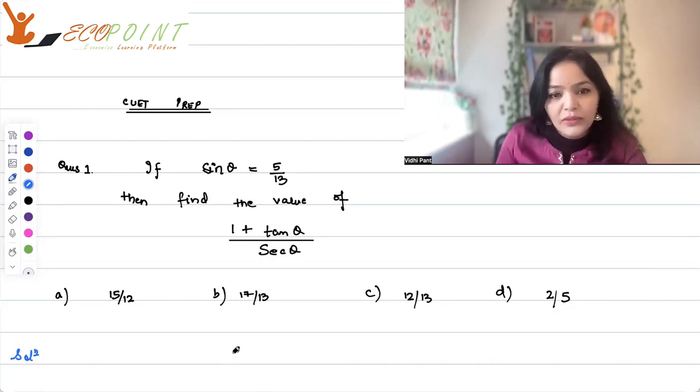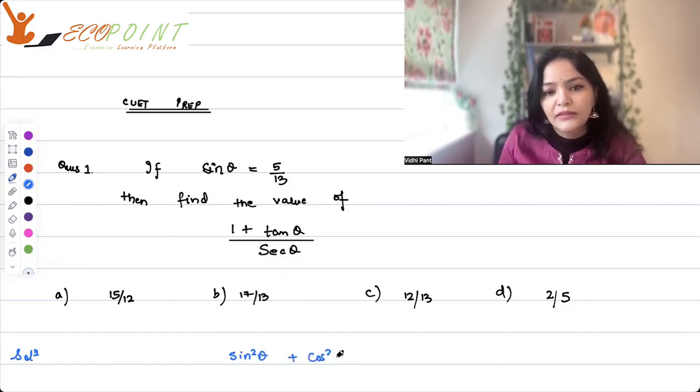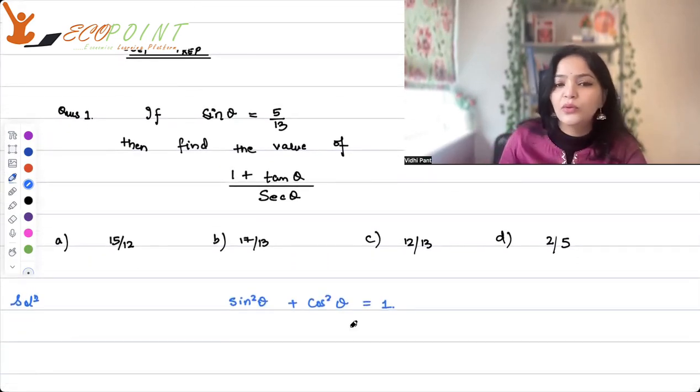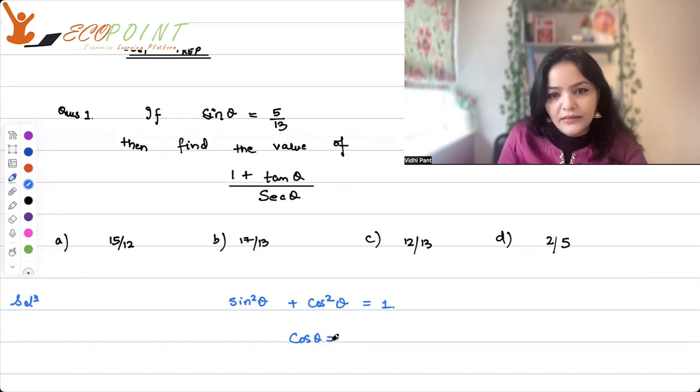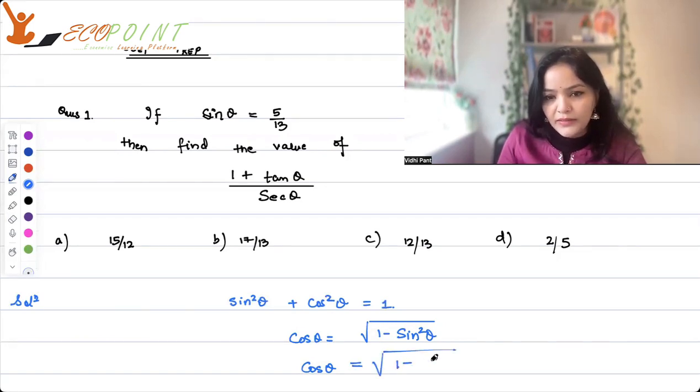We know that sine square theta plus cos square theta is equal to 1, right? That's the basic identity which no one can ever forget. So this means that cos theta is equal to square root of 1 minus sine square theta. So cos theta, I can say, is square root of 1 minus sine square theta, and sine theta is 5 by 13, so sine square theta is 5 by 13 whole square.